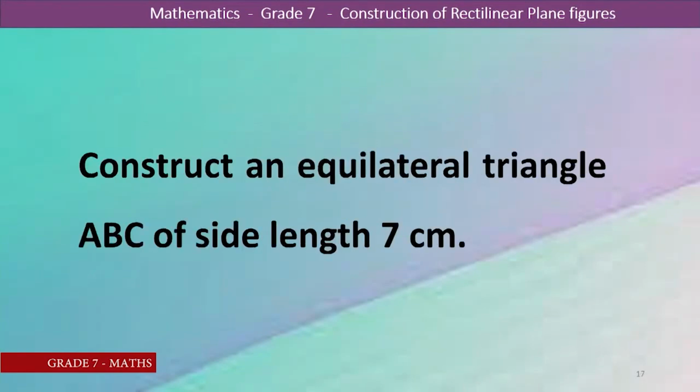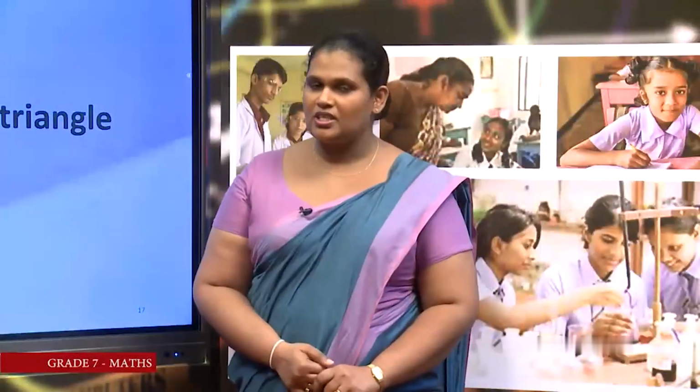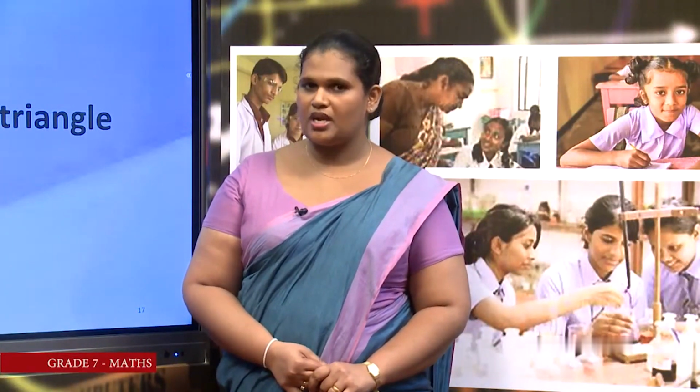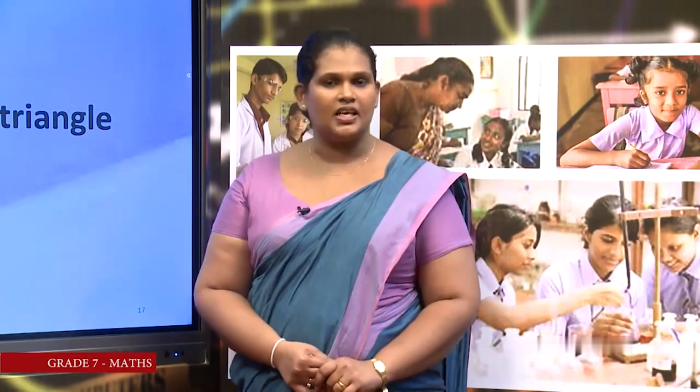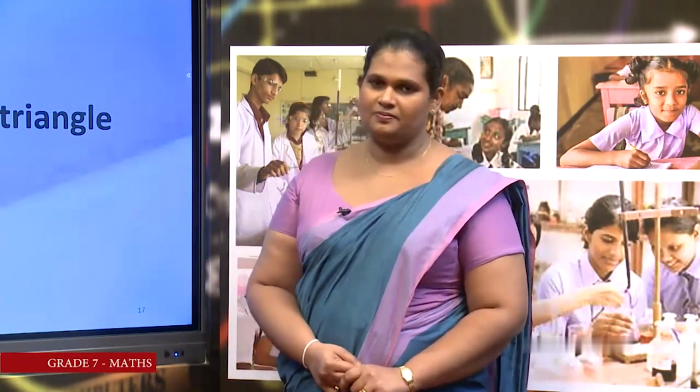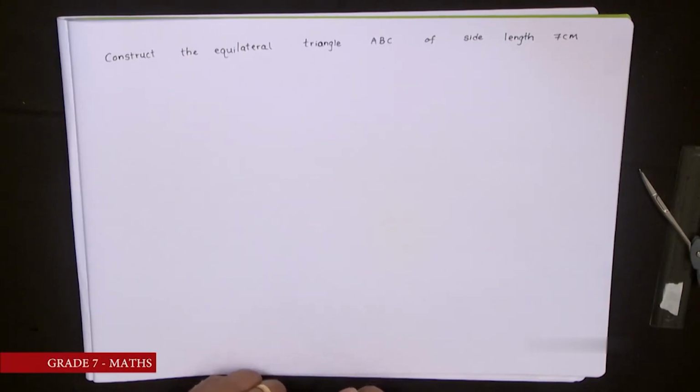Right. First of all, we will construct the equilateral triangle ABC of side length 7 centimeters. Now, we are going to construct the equilateral triangle ABC of side length 7 centimeters. Right. Now, we know that equilateral triangles mean all three sides are equal in these triangles.